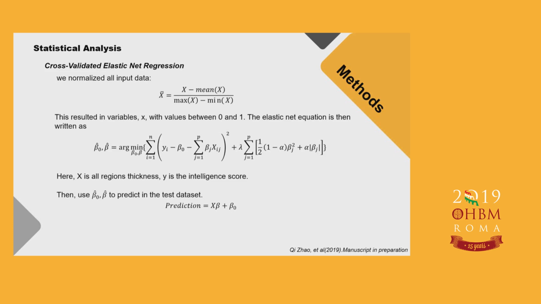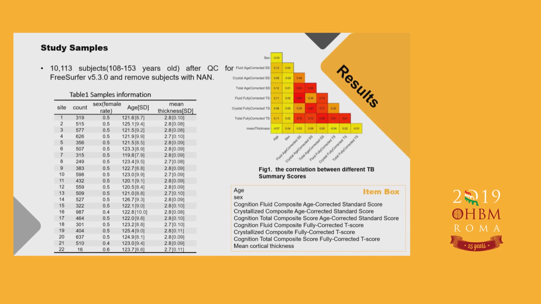Our study included almost 10,000 subjects after quality control for FreeSurfer and removing subjects with missing cognitive scores. The samples include 22 sites. Sex, age, and mean thickness information are listed in the table. We also analyzed the correlation between the different scores and the covariates.